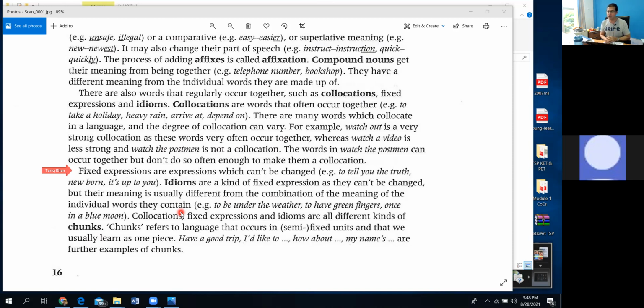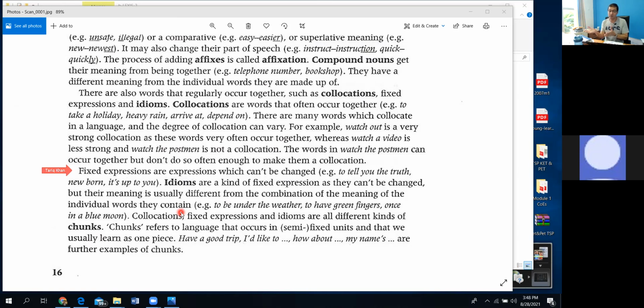If we say a newborn baby, it means we are talking about a newborn baby, not something different. Or if we say she has got a newborn baby, then we mean that the baby was just born a day or two days before. All right? But when we say idiom, it is different.